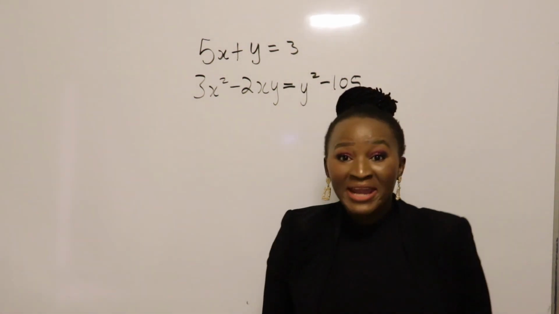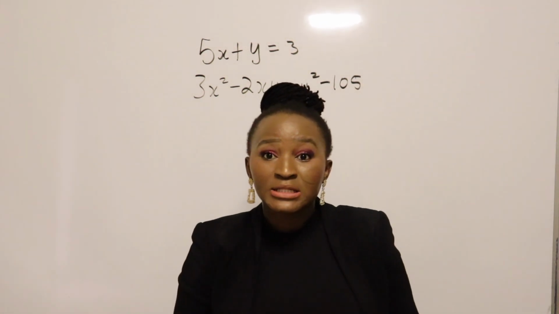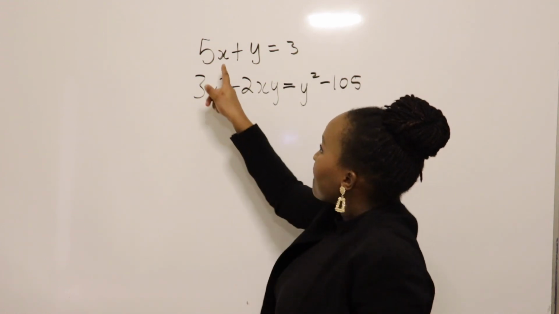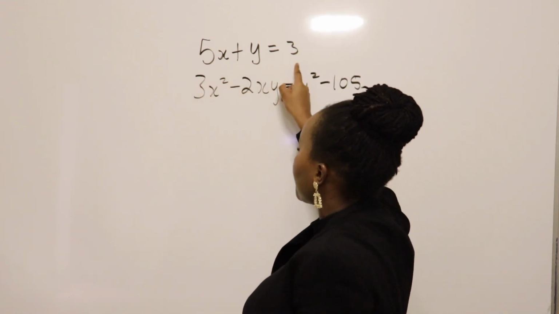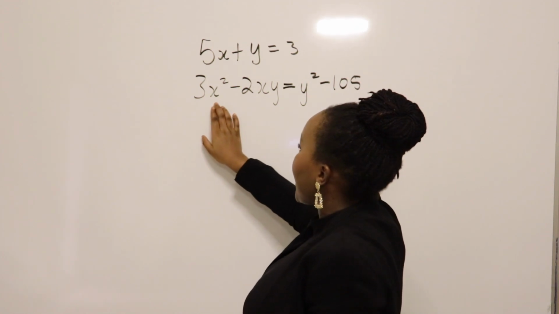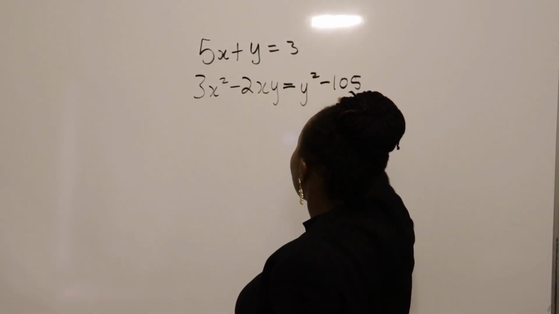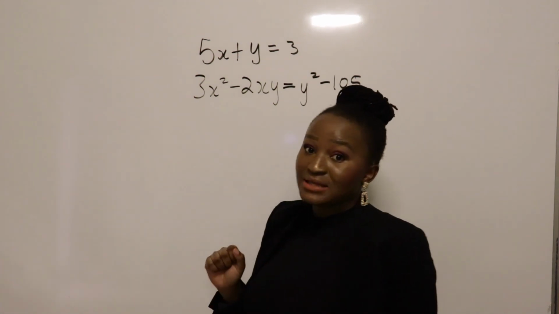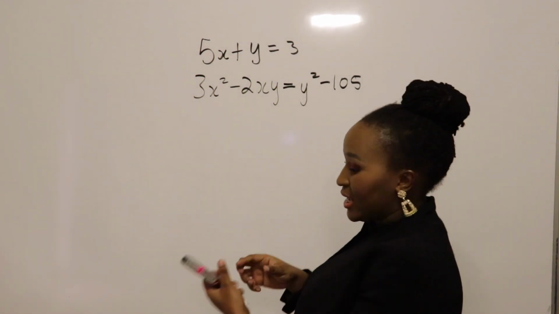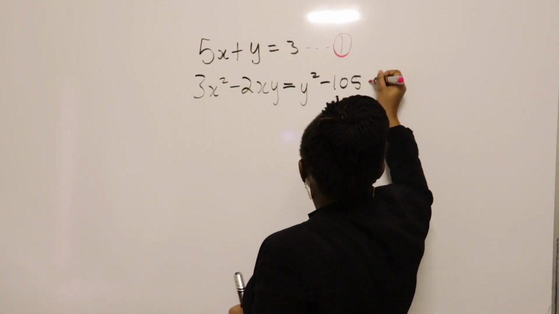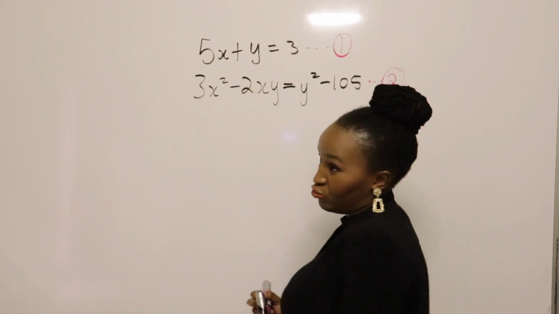Alright guys, so our next question is simultaneous equations. In our simultaneous equations, we are given 5x plus y equals 3. And here we are given 3x squared minus 2xy equals y squared minus 105. So we need to label the first equation as equation 1 and the second one as equation 2.